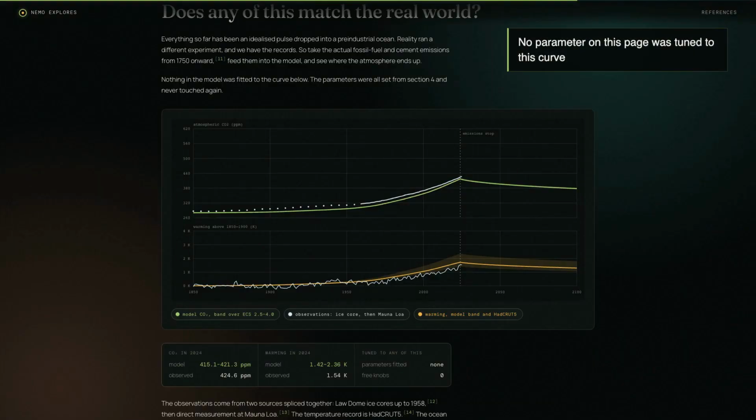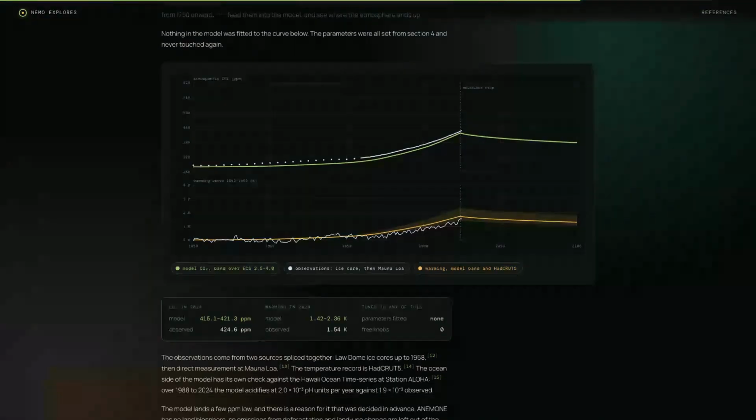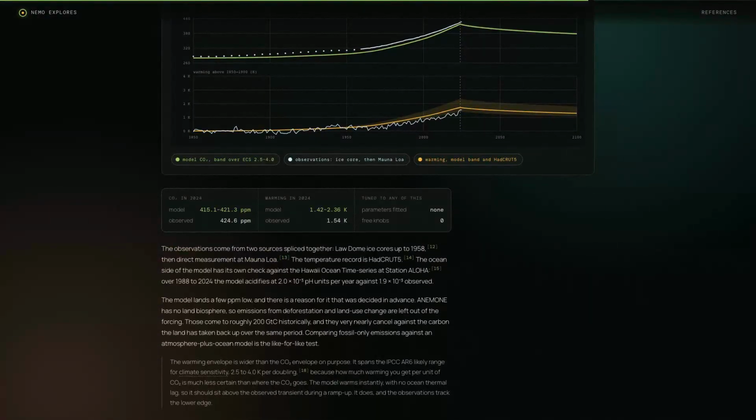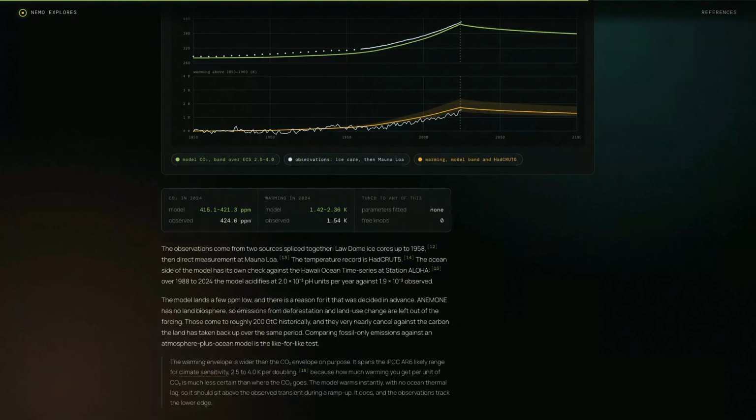The model reaches 415 to 421 parts per million by 2024. The observations say 425. It lands slightly low, for a reason decided in advance. This model has no land biosphere in it at all.